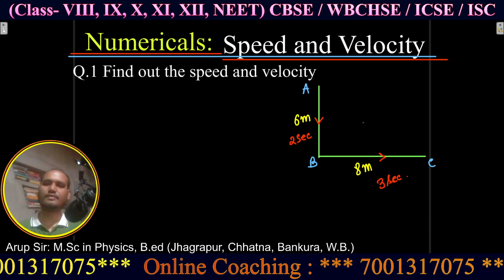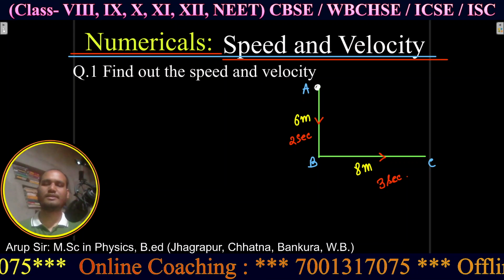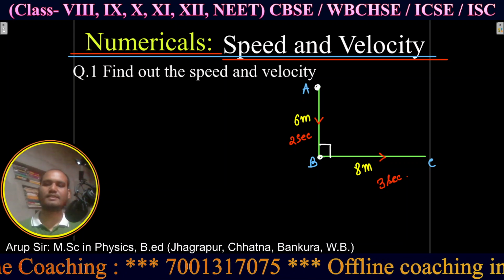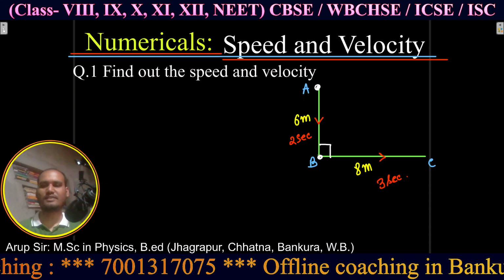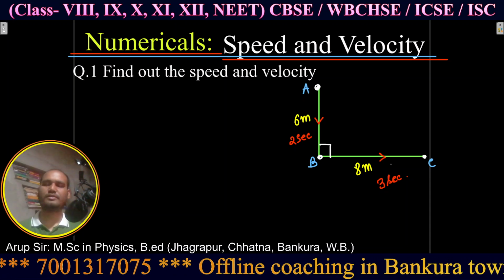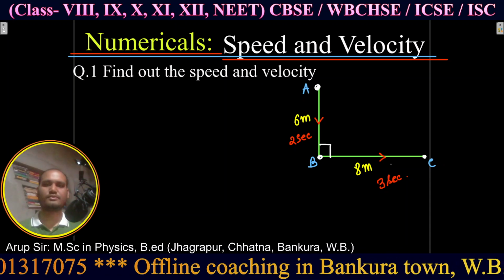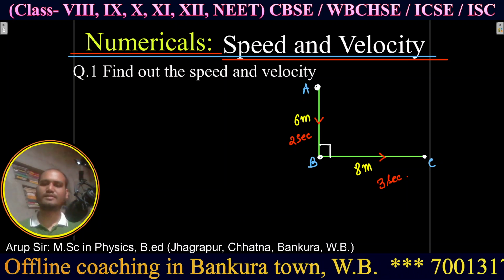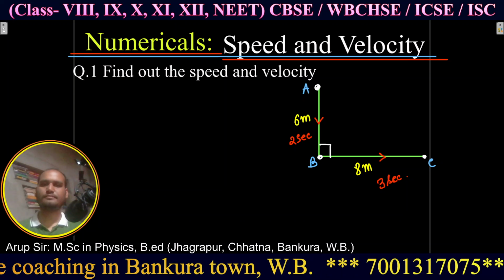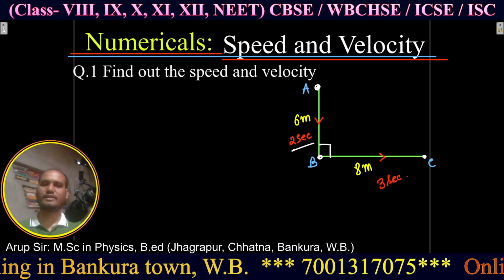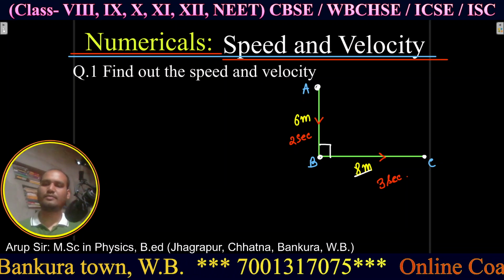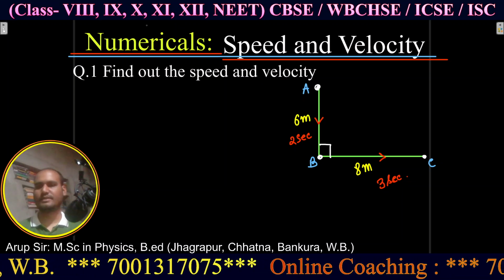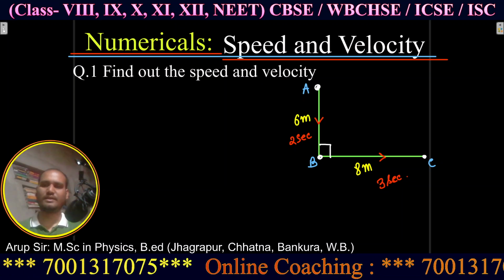An object is moving from point A to B. This angle is 90 degrees and it just turns left and goes to C. So A to B, it turns left, and goes to C. The distance from A to B is 6 meter, and it takes 2 seconds. From B to C is 8 meter, and it takes 3 seconds to travel. Okay, this is the basic fact. You have to now find out speed and velocity.